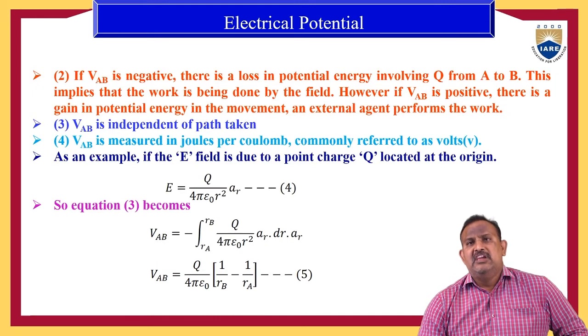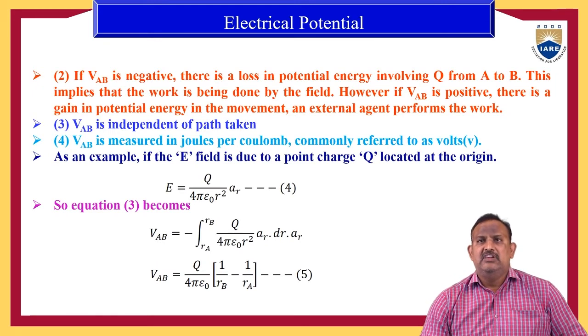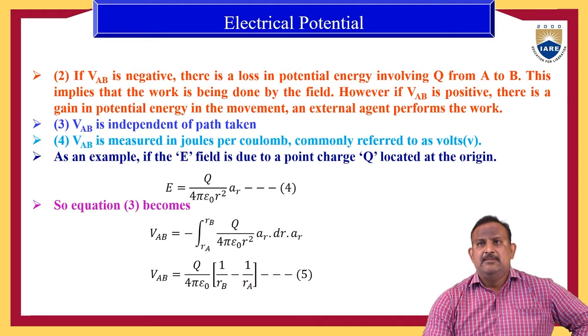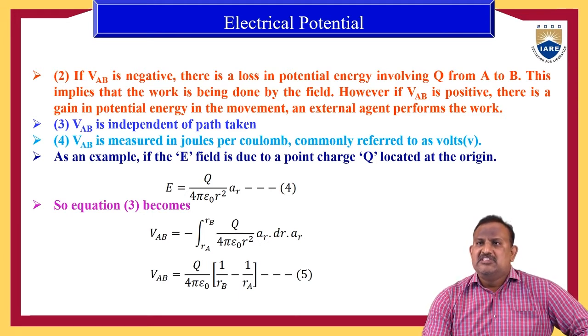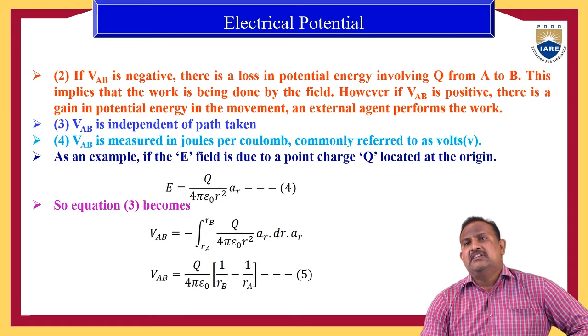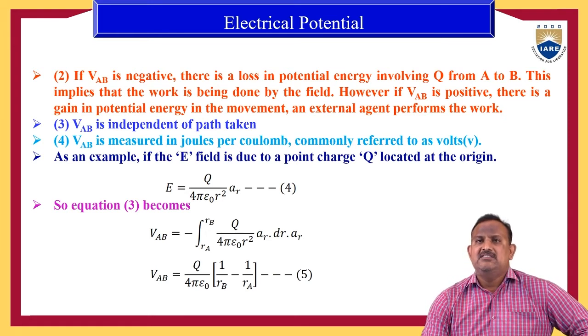Next, if VAB is negative, there is a loss in potential energy in moving the point charge from A to B. If VAB is positive, there is a gain in potential energy in moving the point charge from A to B.